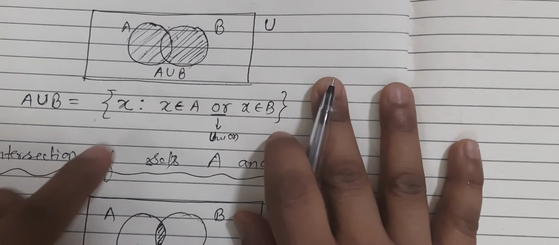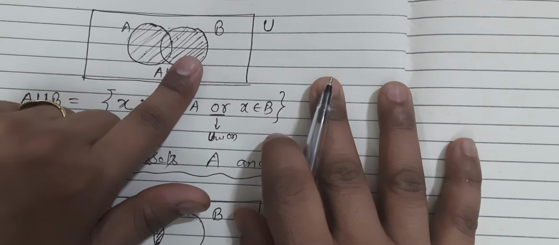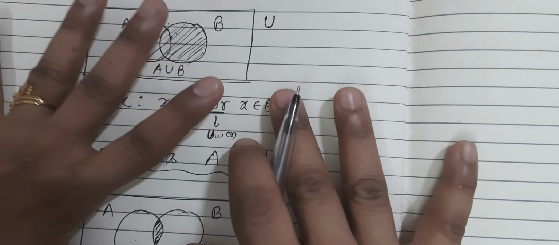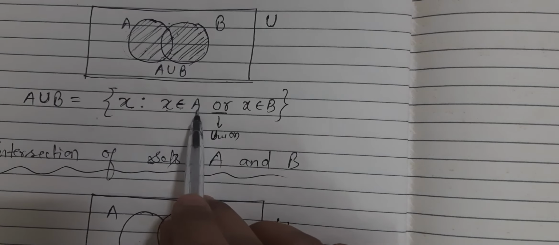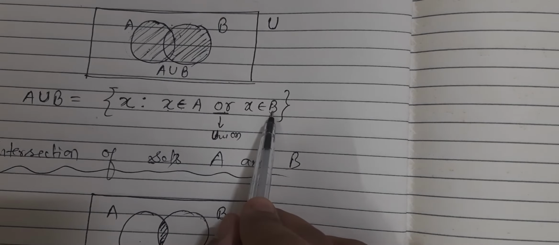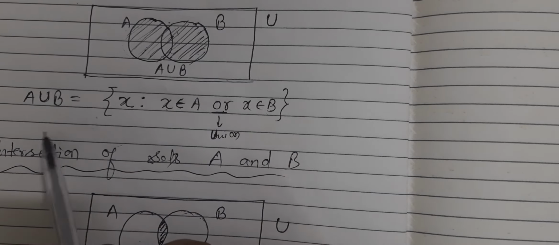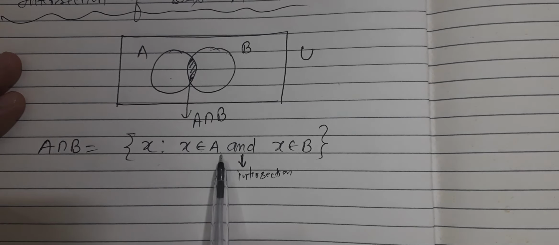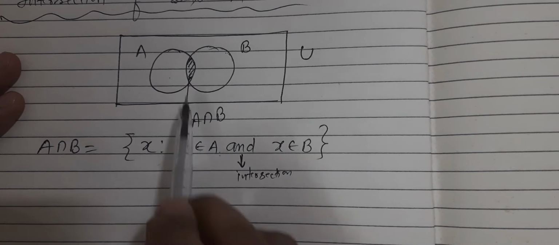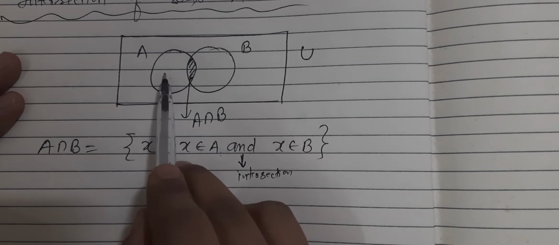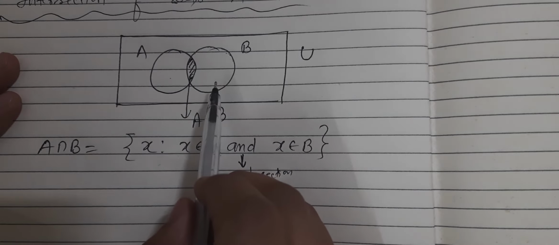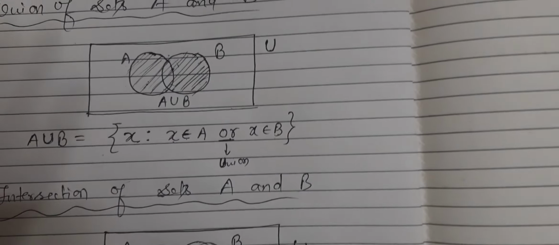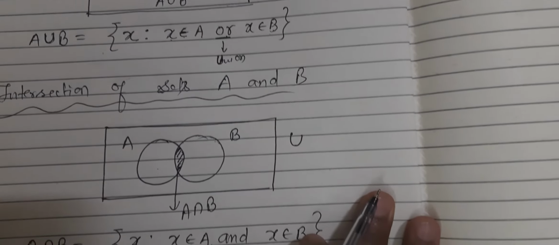See, in union, either in A or in B, any element, whether the element is in A or in B or in both. So x belongs to A or x belongs to B. So this set will be the union of sets A and B. And x belongs to A and x belongs to B means this x should be common. This is the element of set A as well as an element of set B. So this is intersection. Okay, union and intersection.